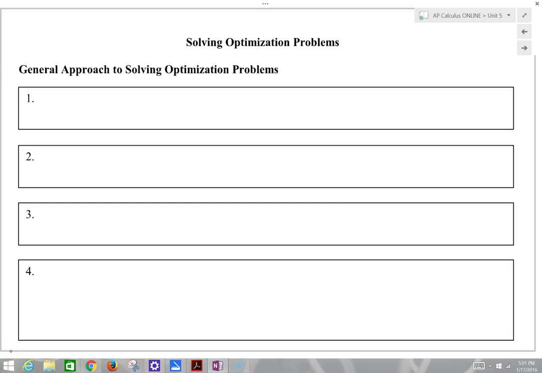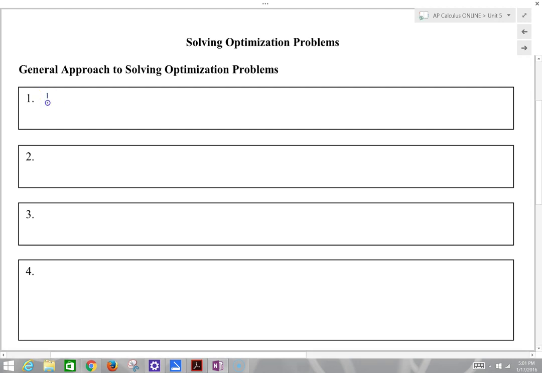Alright, we're back. This is Sparks AP Calculus, and we are on day 45, solving optimization problems. So this right here is just a general tips or approach to go through when solving optimization problems. And sometimes these can be rather difficult, so having a list of things to try is helpful.